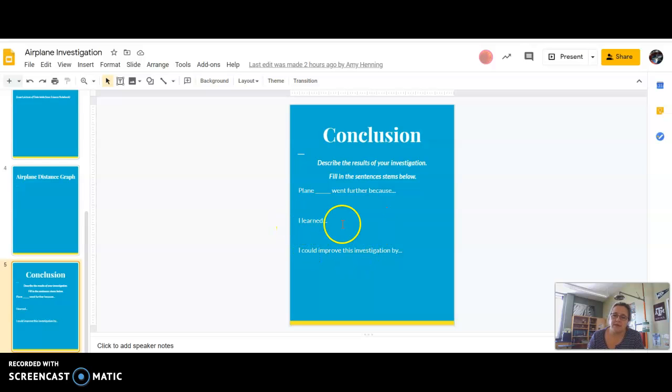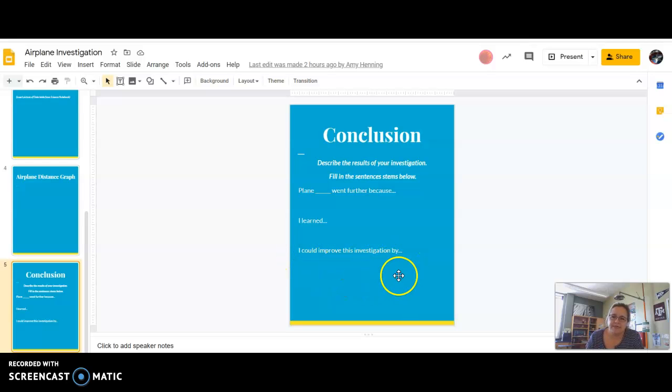For the "I learned" question, this could be any number of things. It's kind of wide open. Maybe you learned about how technique is important when you're constructing something. Maybe you learned that it's important to have an area that's clear with no obstacles when you're trying to measure how far your plane went. And then, "I can improve this investigation by."